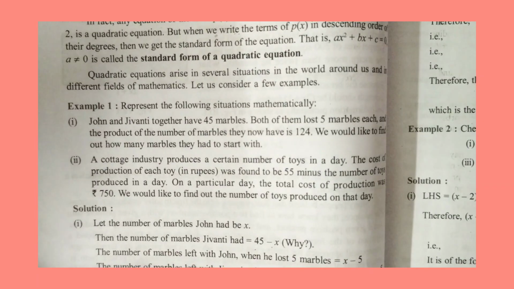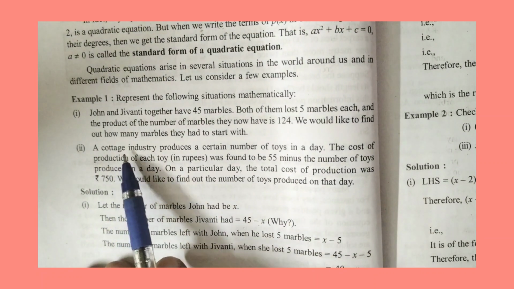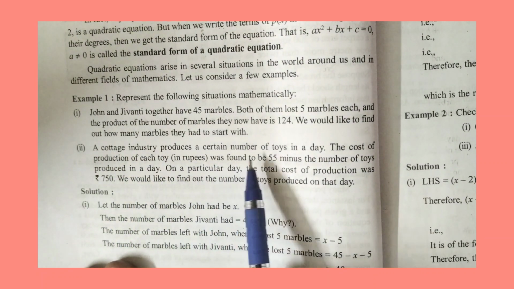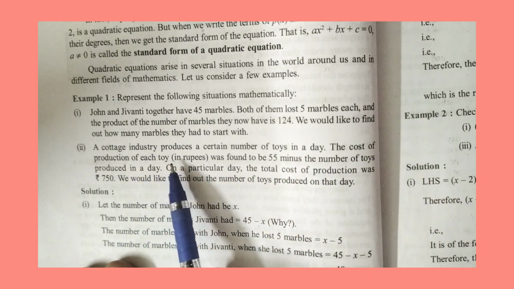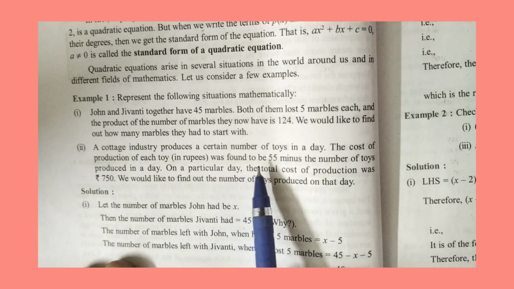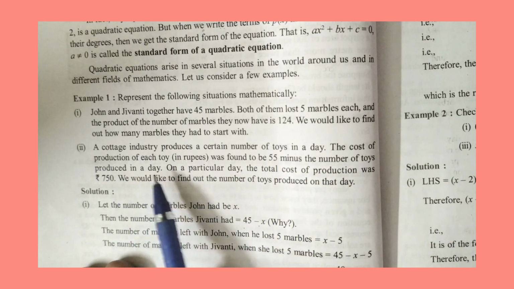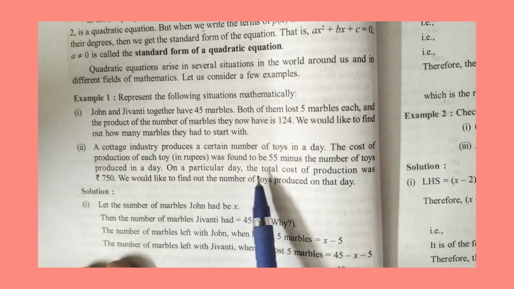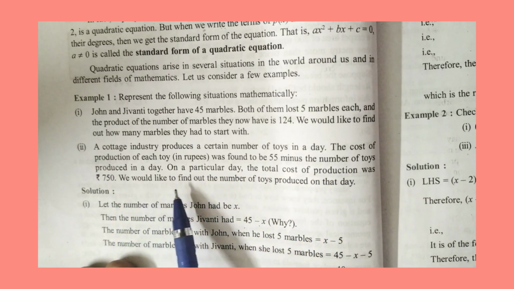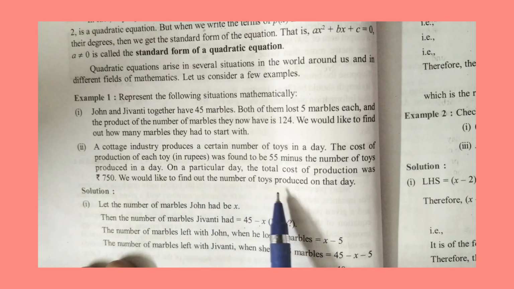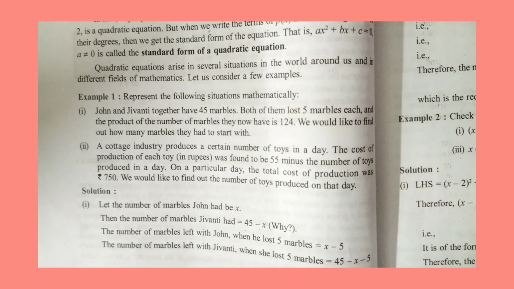So now let us move to the second question in that one. A cottage industry produces a certain number of toys in a day. The cost of production of each toy in rupees was found to be 55 minus the number of toys produced in a day. On a particular day, the total cost of production was rupees 750. We would like to find out the number of toys produced on that day. So now let us solve this question.